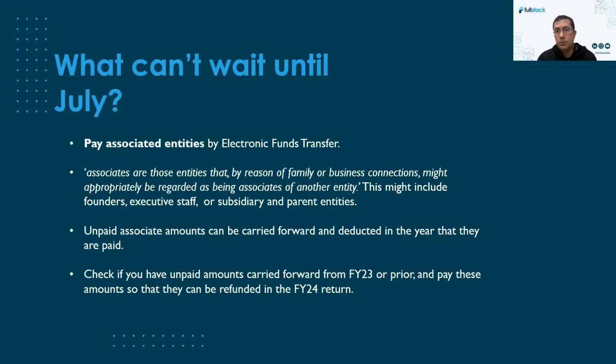Unpaid associate amounts, if you don't meet the deadline, can be carried forward and deducted in the following year, or at least until when they're paid. So just be wary if you've had any paid amounts from the prior year as well, because you might be able to claim in this current FY24 R&D.